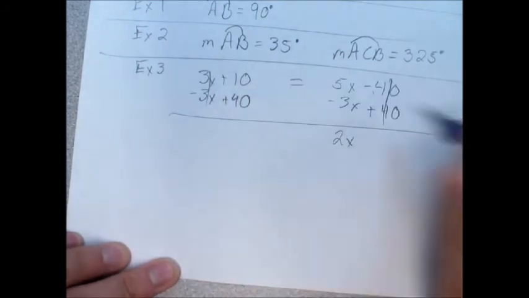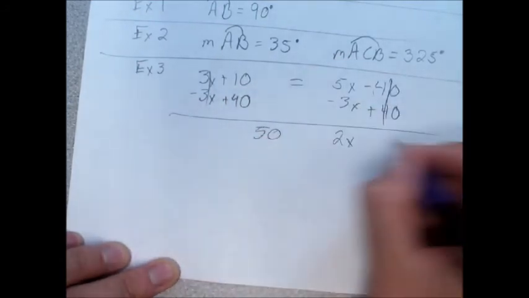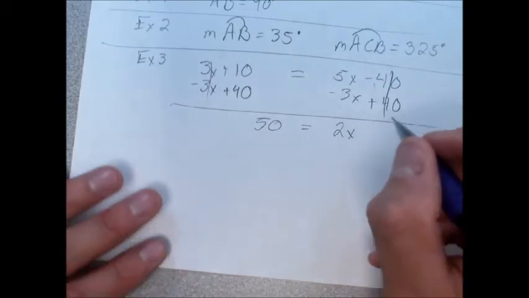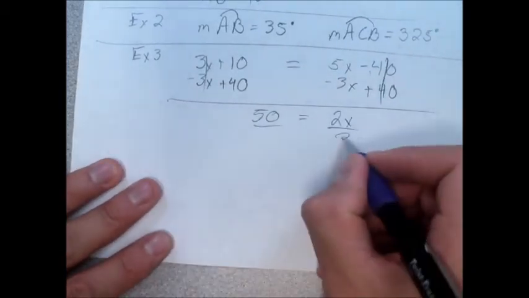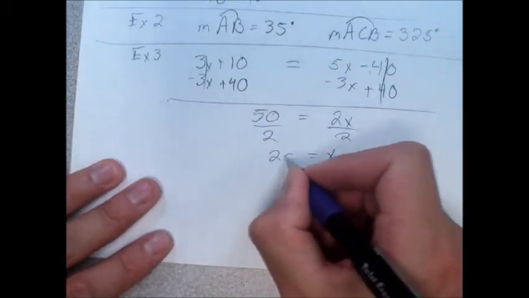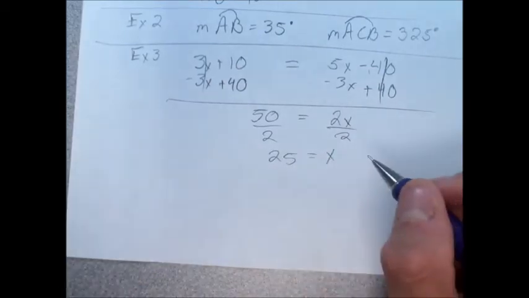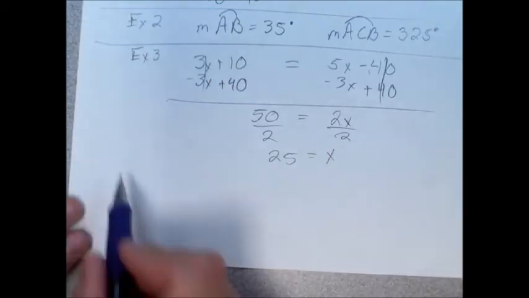Okay, so now that's canceled out. I have 50 on this side equals 2x. Now what's my next step? Divide by 2. Good. So x then has to be 25. Questions? Remember, if somebody says congruent, they really just mean equal.